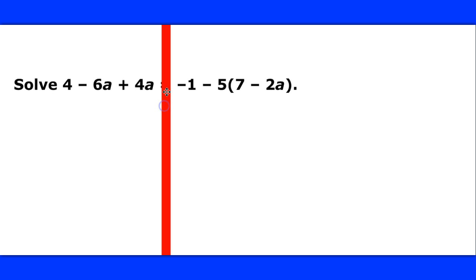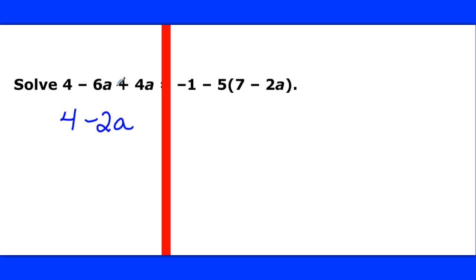There's my wall. So look at one side of the wall at a time. Look at the left-hand side and simplify it. What can go together? Well, negative 6a and positive 4a are like terms. Those go together to give me a negative 2a. Nothing happens with the 4. So I'm done with the left-hand side of the wall.